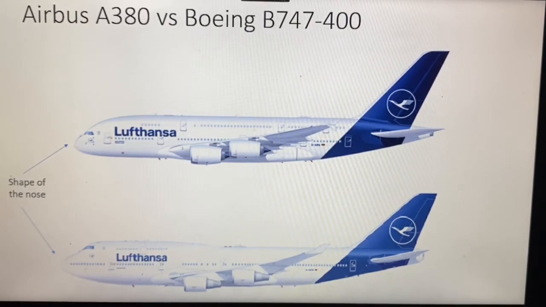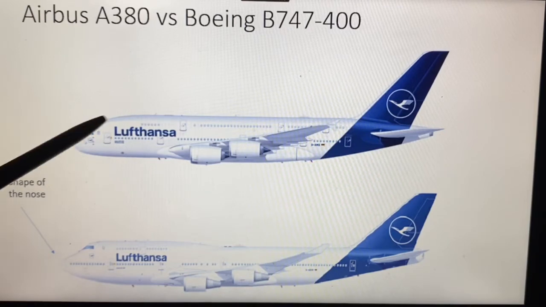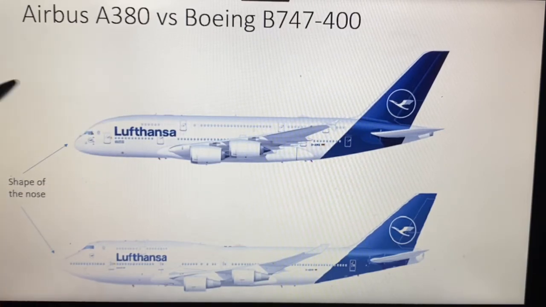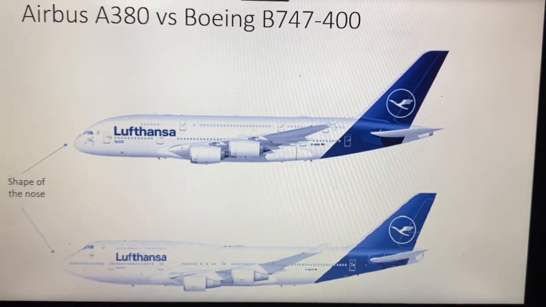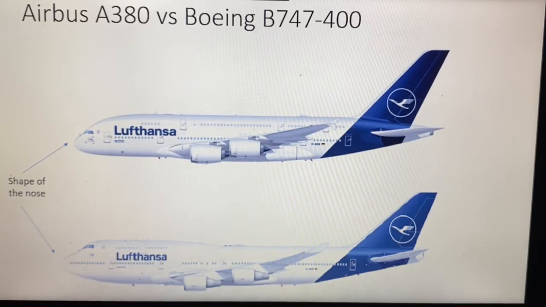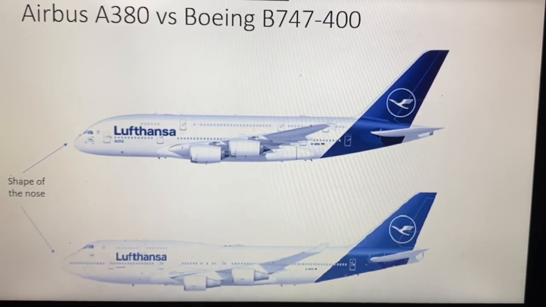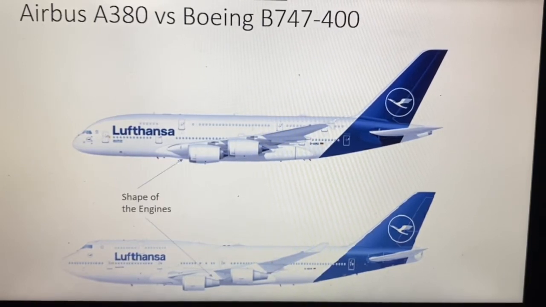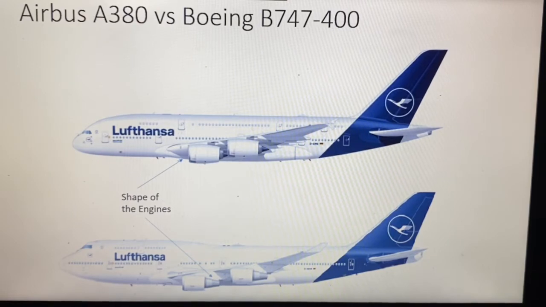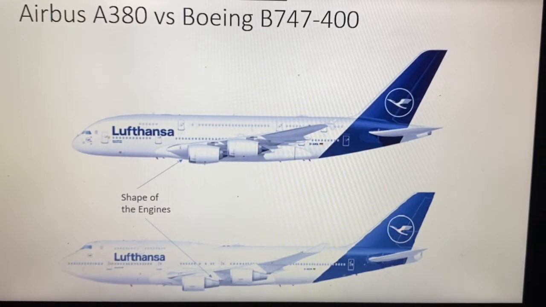Both of them are four-engine planes, but the shape of the nose differs. The rounded nose of the Airbus A380 is really rounded and big, and the 747 is a little bit more sleek and nice looking, if you put it that way. You may start to think that I'm a Boeing fan, but I'm just putting it out as I believe it is. So the 380 is huge. The shape of the engines is very, very different.